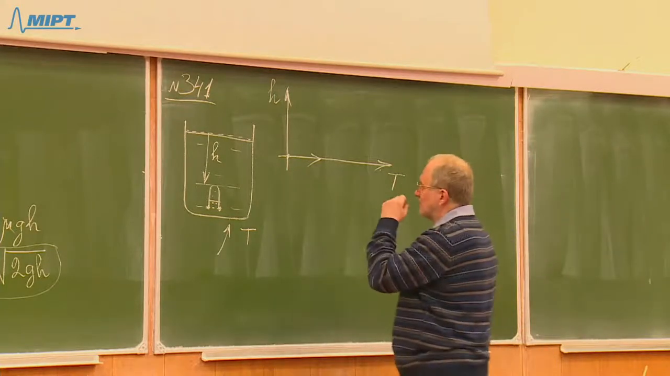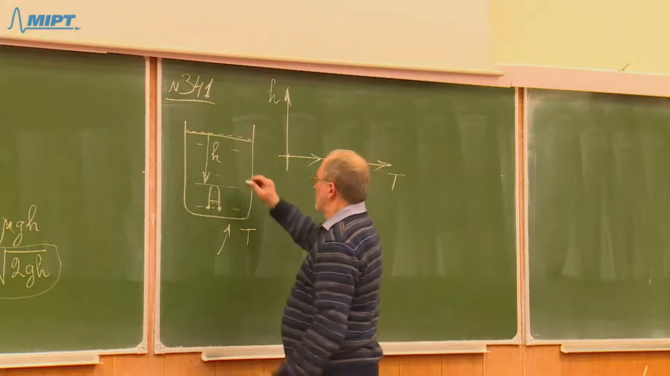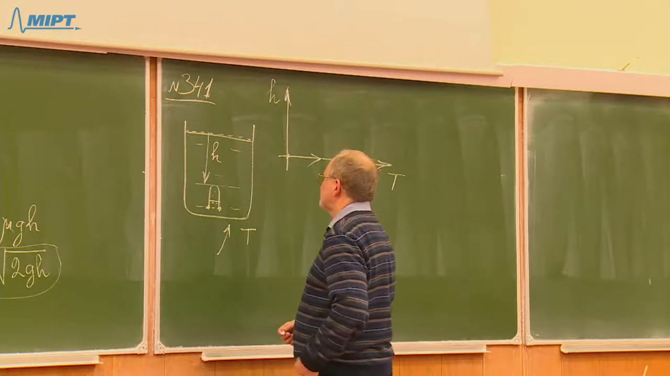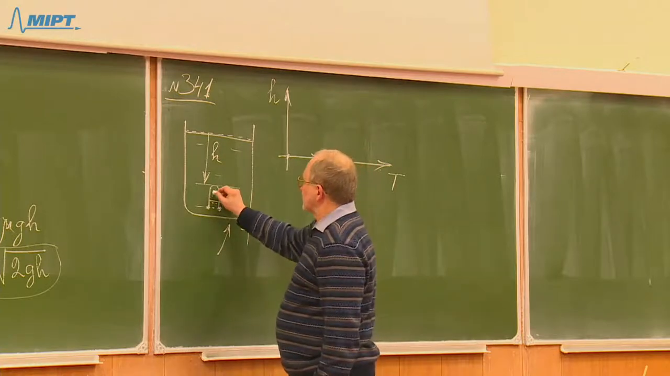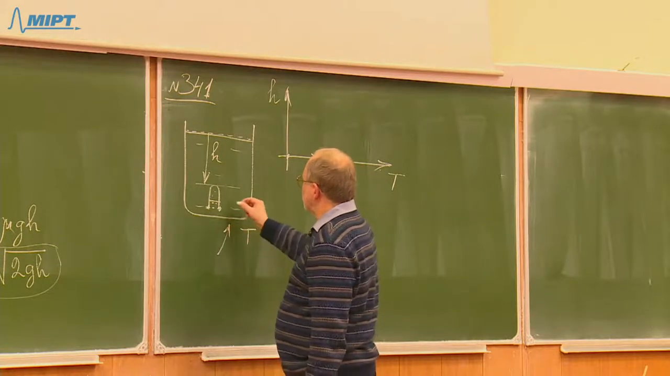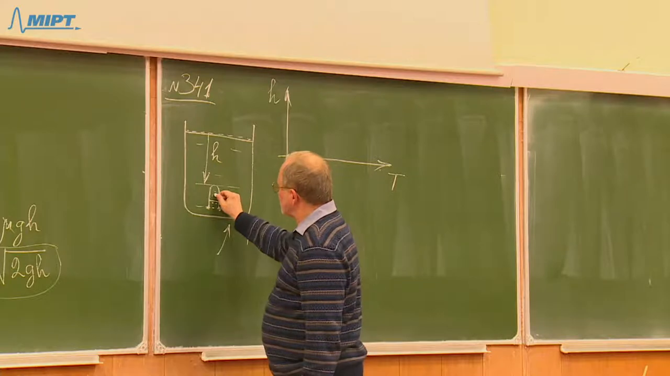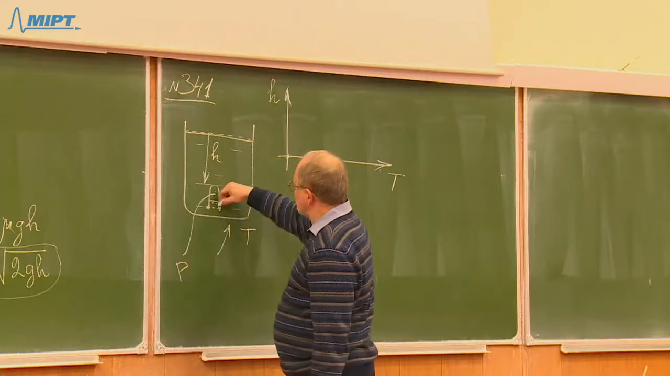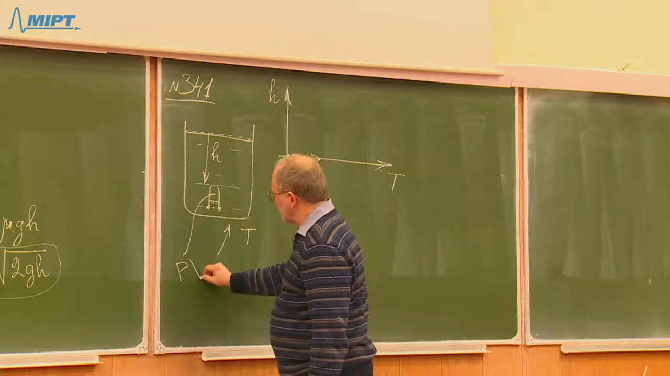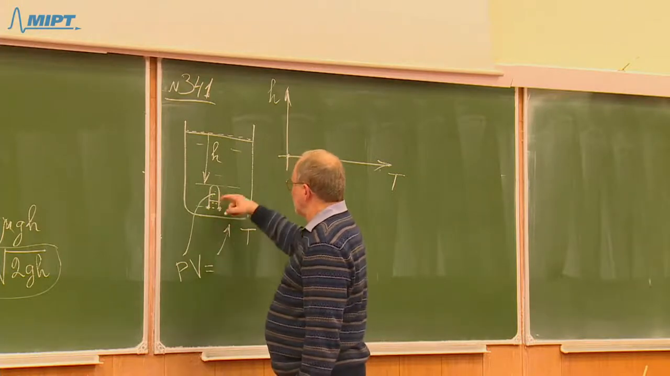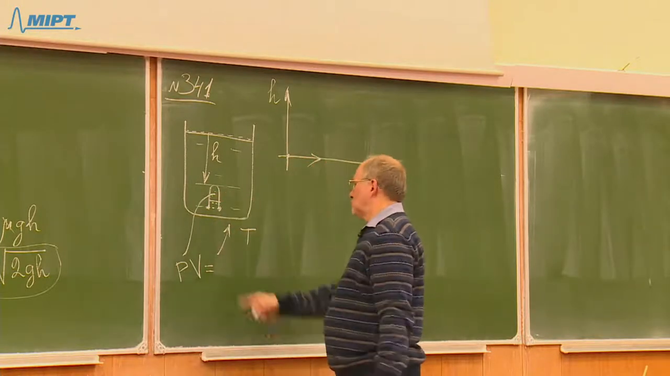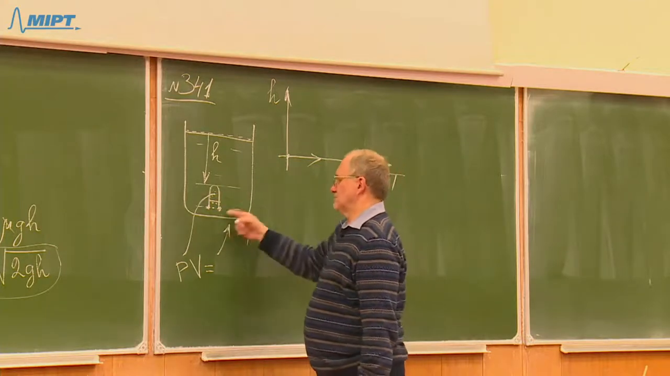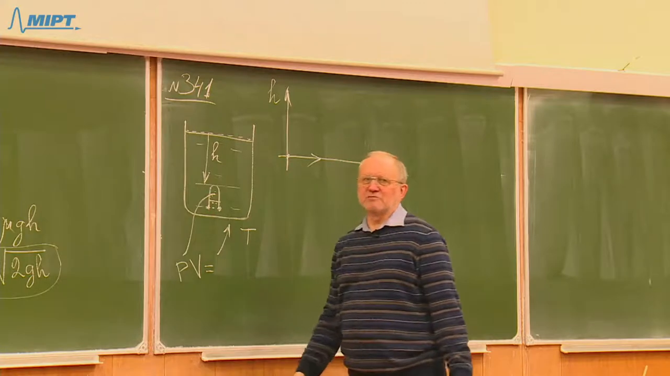So, what happens here? There is a gas inside the tube, and as there is a gas, there must be some pressure of this gas, and there must be some volume of this gas, and therefore the gas also has some temperature. The temperature of external water will obviously be the temperature of this gas.